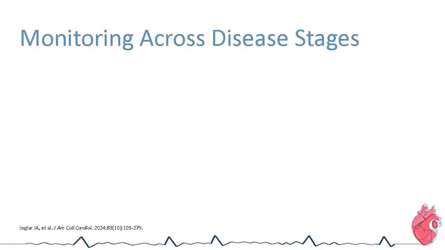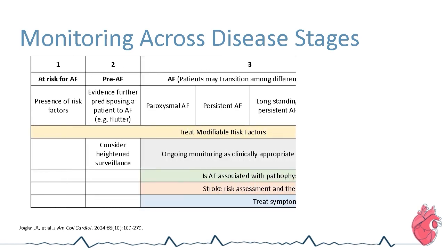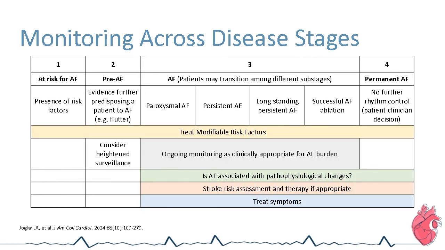Let's talk about monitoring across disease stages. And really, it's important to know where your patient is in the history of atrial fibrillation because that determines how closely we're going to monitor the patient.